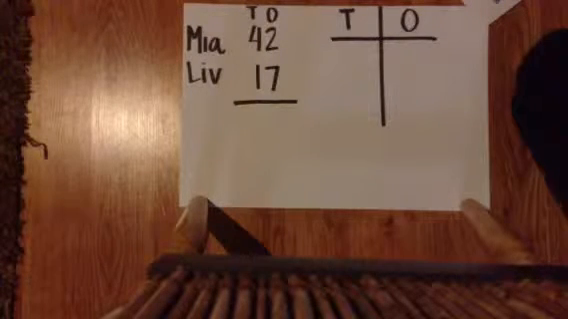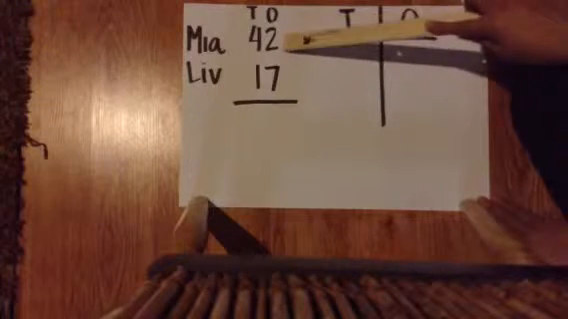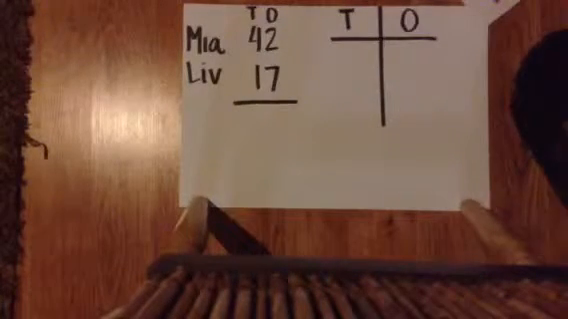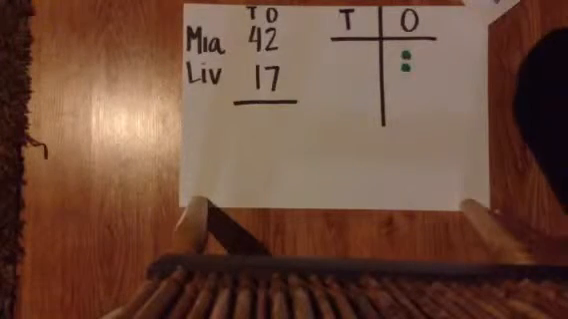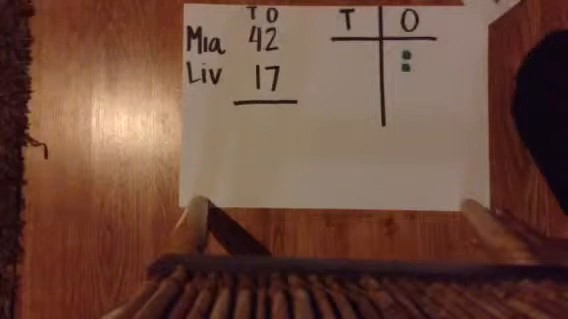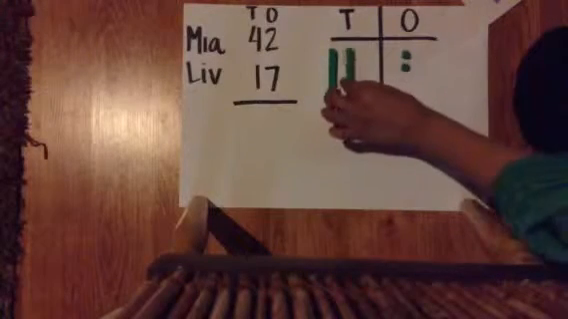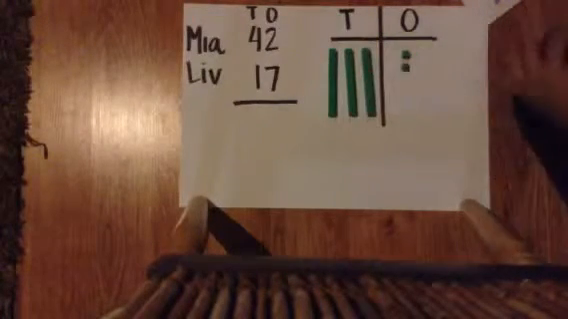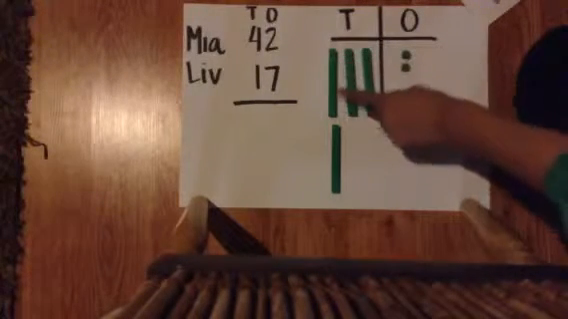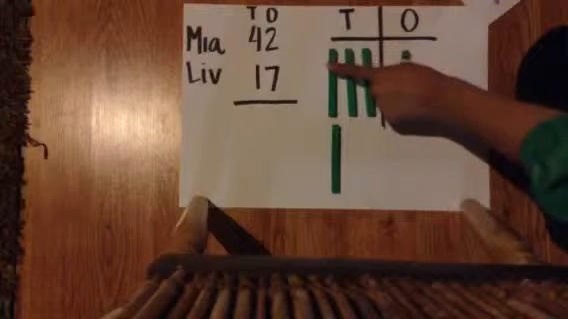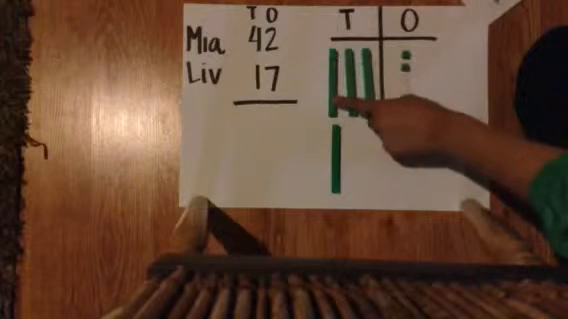Let's go ahead and place our counting blocks in our place value chart. How many ones did we start with? 2. 1, 2. And how many tens? 4. 1, 2, 3, 4. Notice that in a 10 block we have 1, 2, 3, 4, 5, 6, 7, 8, 9, 10 units.